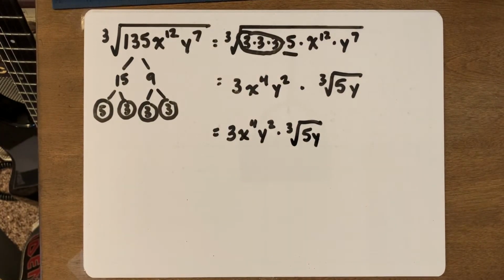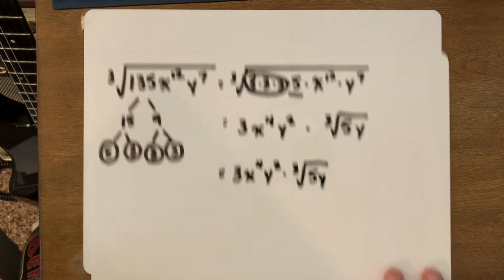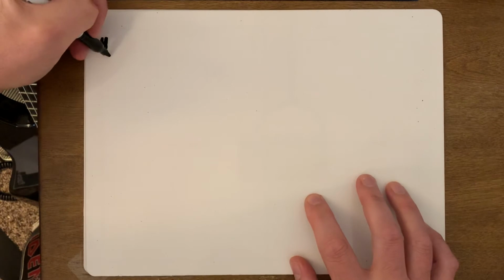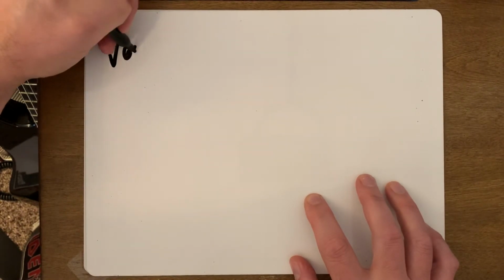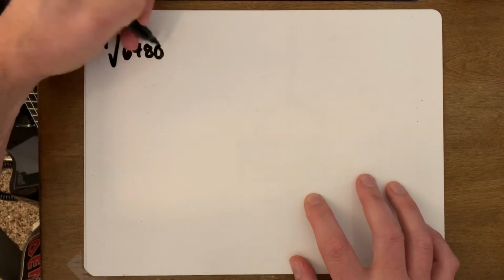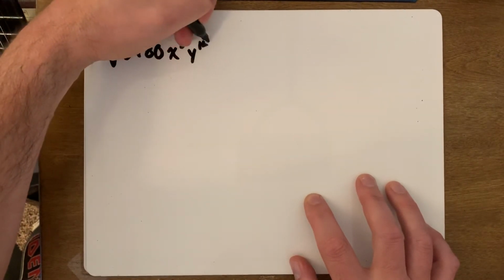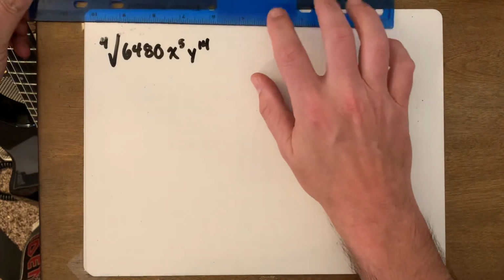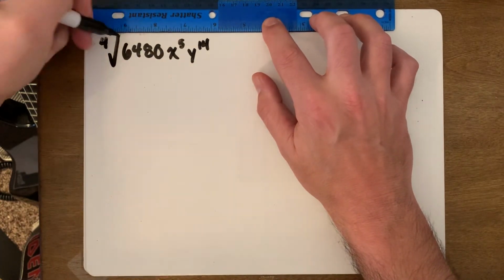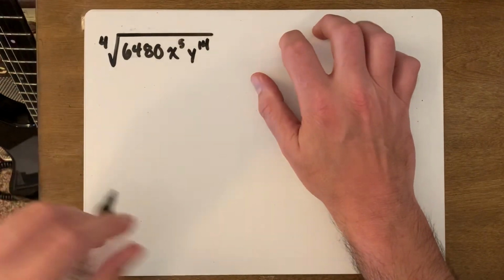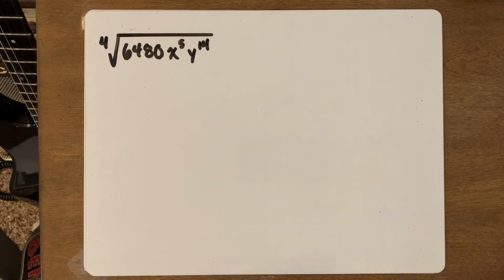Now, let's try one that is going to be quite intimidating to a lot of students. And that's going to be this one right here. I mean, why not make things difficult? The 4th root of, here we go, 6480 x to the 5th, y to the 14th. So why do I make things difficult? I want you to see that really nothing is beyond you. There's nothing that you can look at and say, well, that's too hard, I'm not doing that one. No, this is not too hard. It's not too hard at all.